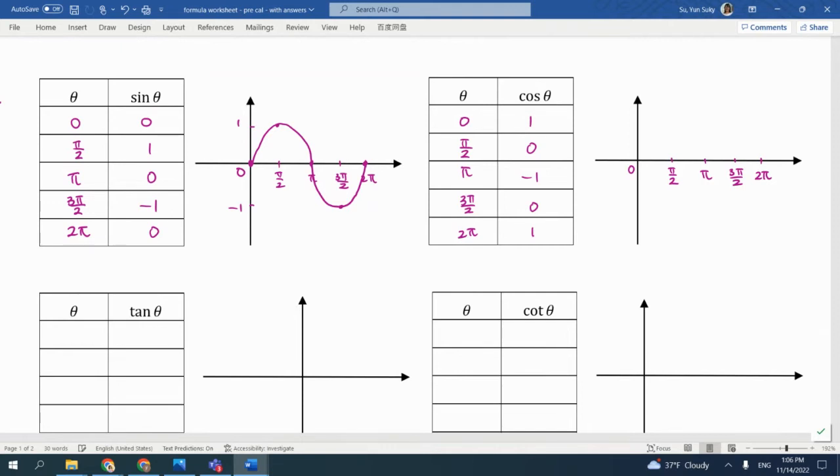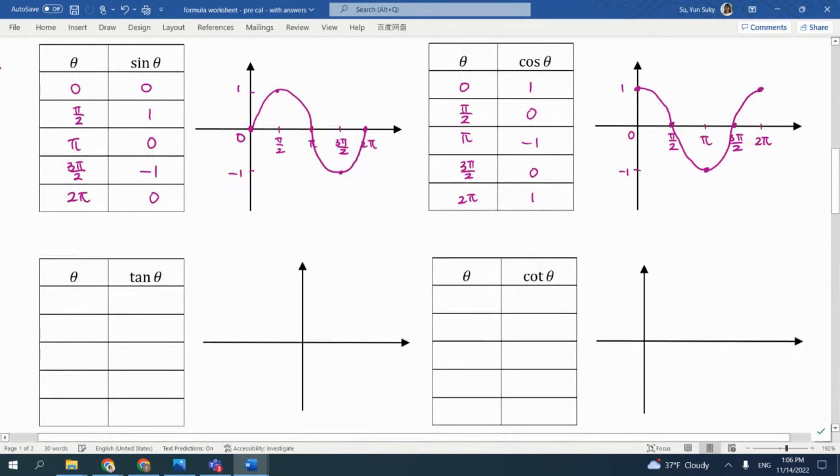Everybody okay? We start with 1, and then 0, and then -1, and then 0, and then 1. Everybody okay with that? Connect them smoothly. So connect them smoothly. This is the graph of cosine. So this is what we learned before.